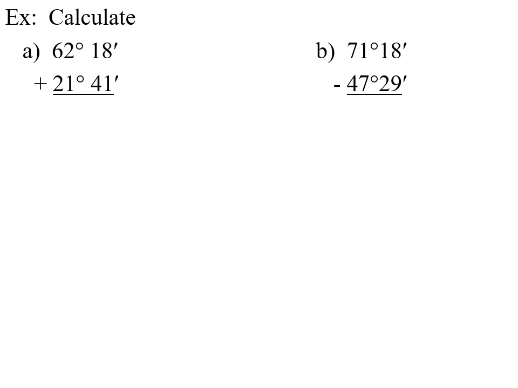So if you wanted to add or subtract angles that have minutes and seconds in them, it's fairly easy to do. You just add your minutes together and then you add your degrees together. And if you end up with a number more than 60 minutes, then you carry that over to the next degree. On this first one, 62 degrees 18 minutes added to 21 degrees 41 minutes. If you add 62 and 21, you get 83.